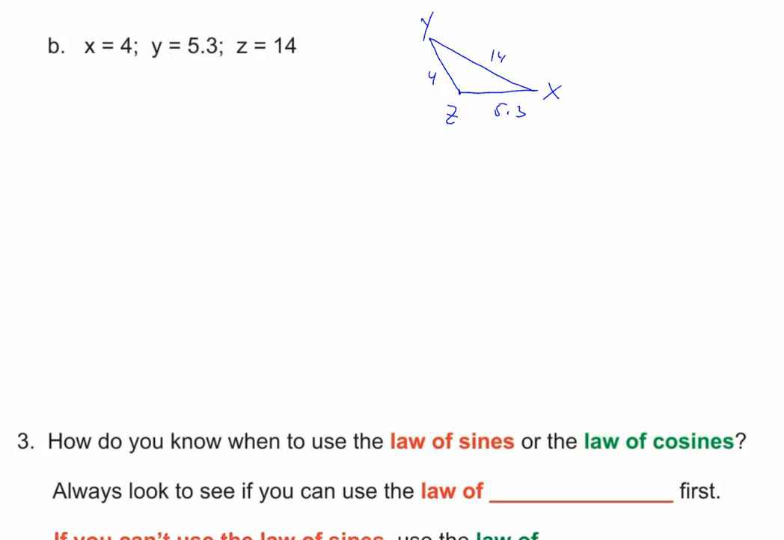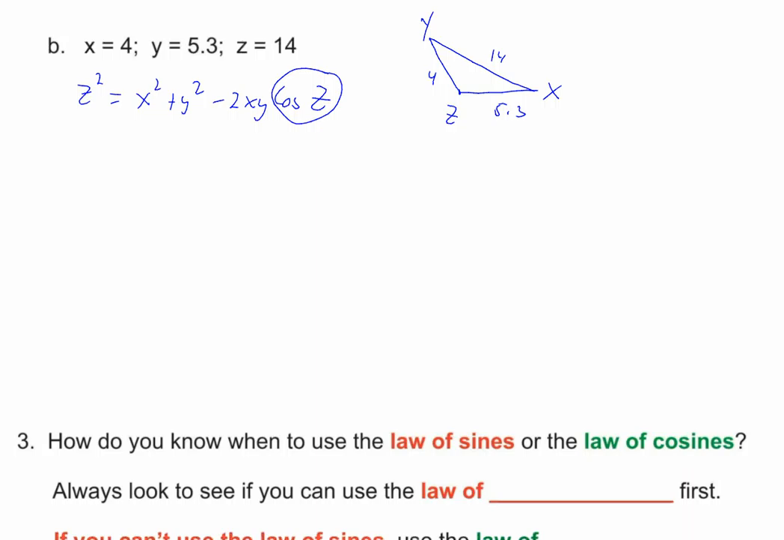Let's all go for the same angle first. What do you guys want to go for? Angle X, Y, or Z? Z. The Z's have it. All right. So remember, you're going for angle Z. It's going to be Z squared equals X squared plus Y squared minus 2XY cosine Z. And so remember, this is what my next step would look like.